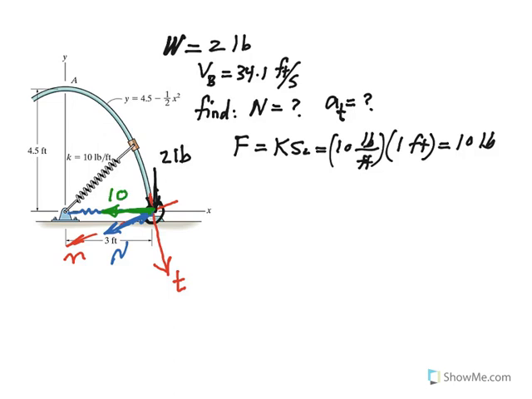So that's 10 pounds. Basically, we have this normal force, which the way I drew it is pointing that way. You've got the force of the spring and you've got the weight. Now, very important, what we need to determine is this angle, because without this angle we won't be able to do the problem. That angle can be determined by calculus. We have the profile of the path right here, y equals 4.5 minus 1/2 x squared.